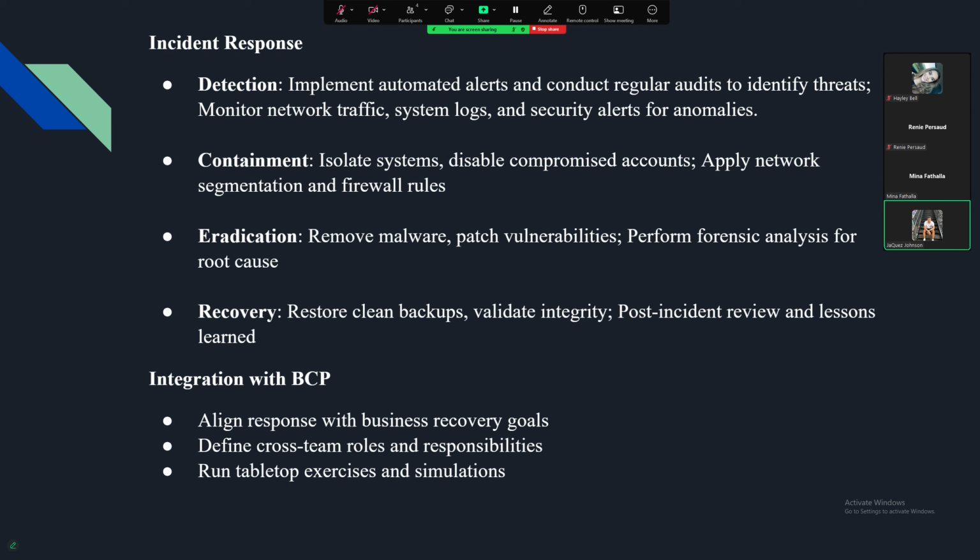We will restore from clean backups, validate system integrity, and bring services back online in a controlled, safe way. We will also conduct a post-incident review to document any lessons learned to improve our processes. And importantly, we will make sure all of this ties into the business continuity plan. That means clearly defined roles aligned with recovery goals and regular tabletop exercises to stay ready.